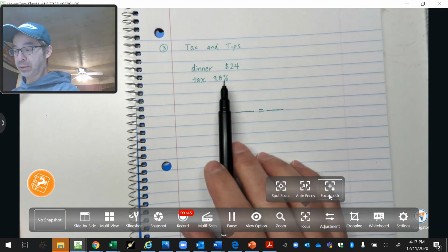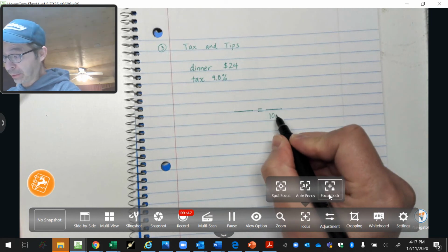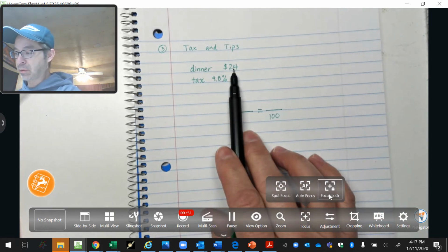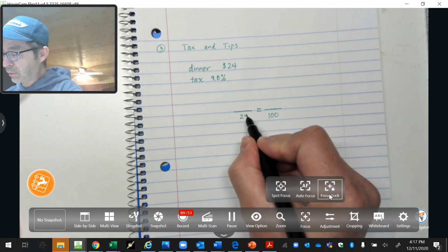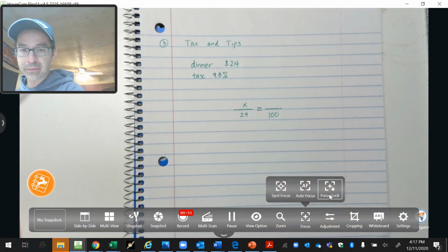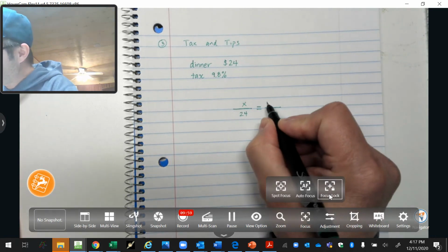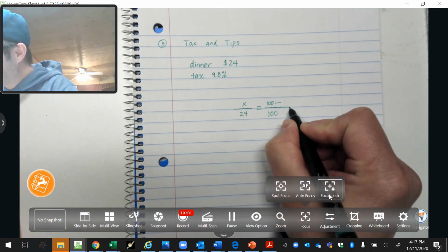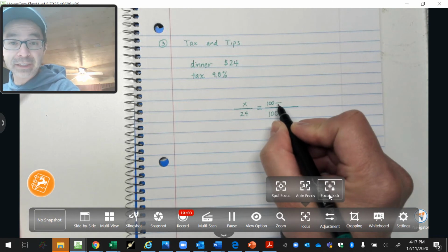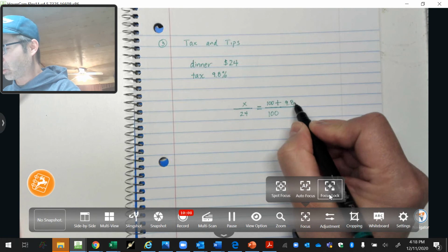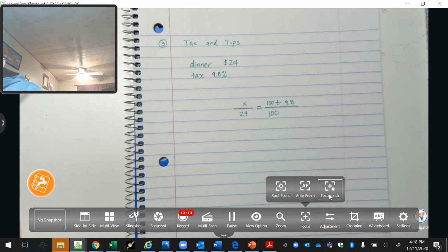Okay? Set up a blank proportion. It is a percent problem, so you're going to put 100 on the bottom right. Okay? And that goes there, just like with the discount problems. And then instead of 100 minus, because tax does not mean minus, tax means plus. You write plus, and then whatever the percentage is.